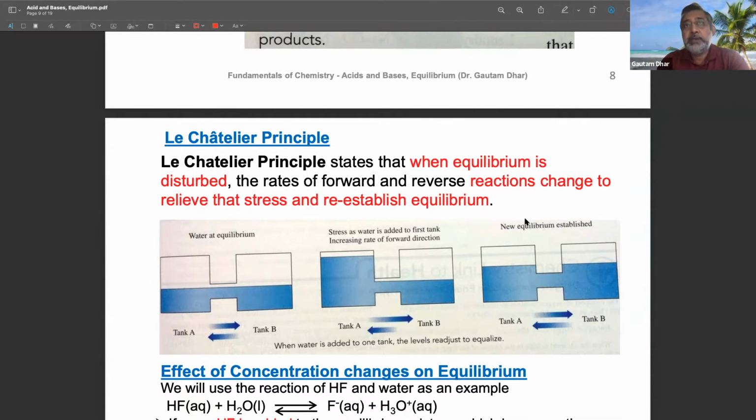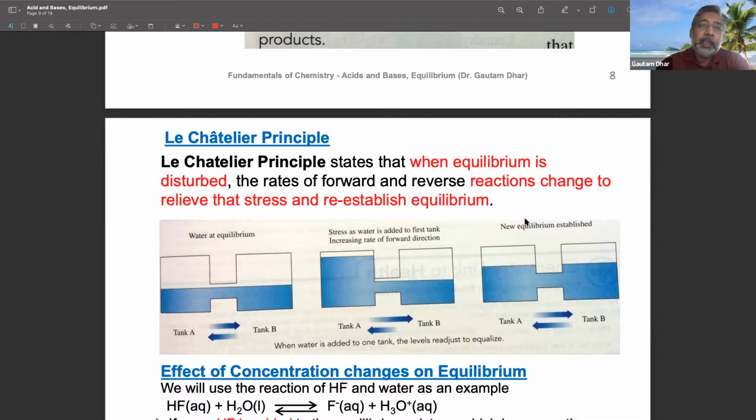So Le Chatelier's principle states that when equilibrium is disturbed, the rates of forward and reverse reaction change to relieve the stress and re-establish equilibrium. What that means is that if you put an equilibrium under stress, the equilibrium will shift so as to remove the stress. If I increase the pressure, it will try to decrease the pressure. If I increase the number of moles of reactant, it will try to decrease the number of moles of reactant. If I increase the product, it will try to decrease the product. Whichever direction that happens, that will be favored.